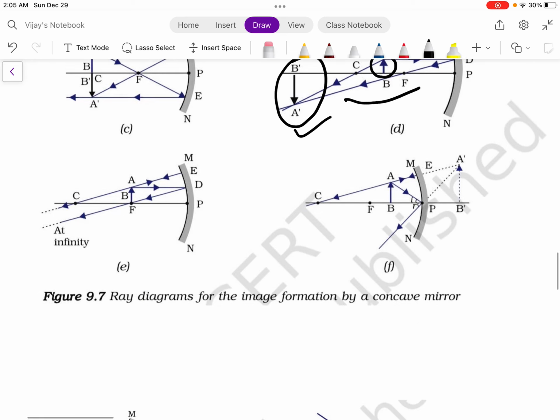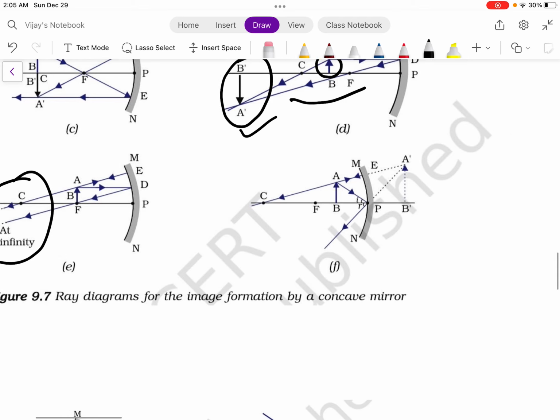Now next, I have kept the object exactly at F. When I kept the object at F, the image is formed at infinity. Since it is forming at infinity, the image will be highly enlarged. And since it is forming on the left side, I am able to catch that image on the screen. So it is a real and inverted image.